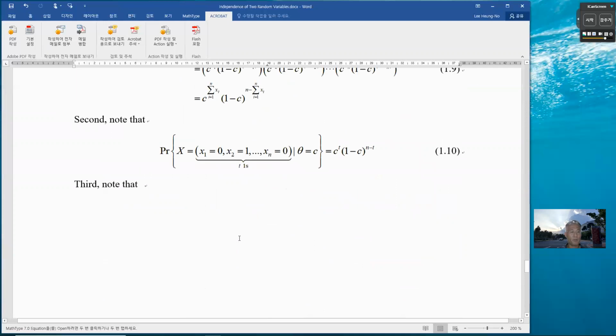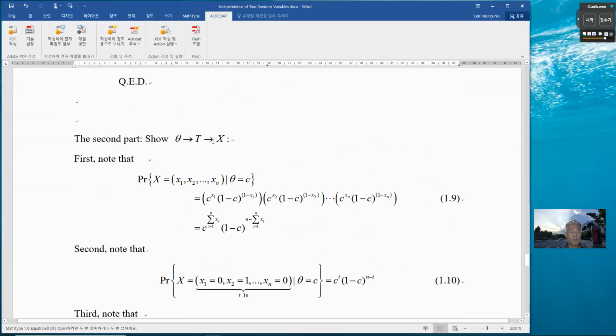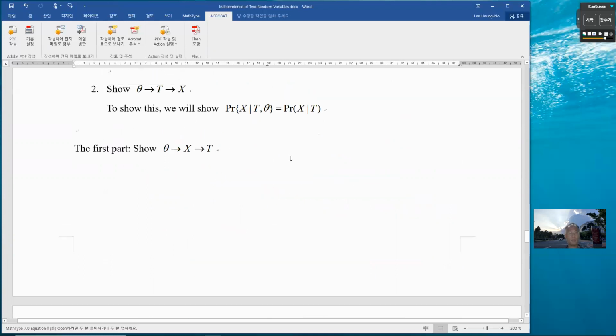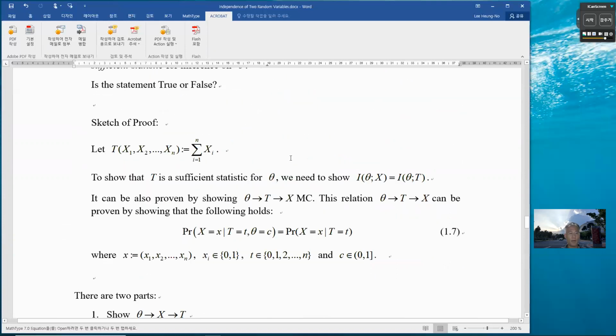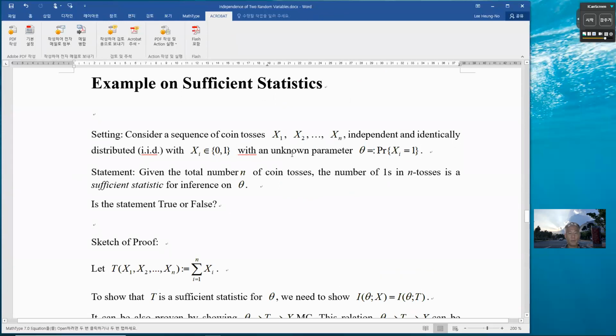So basically I have proved that there is a Markov chain relation from theta to T to x. Okay, so that's the end of the proof. I have given you an example that T given this way is a sufficient statistic.